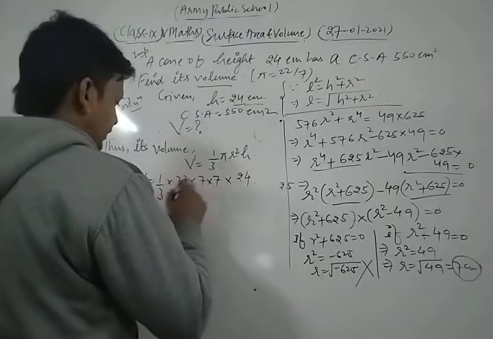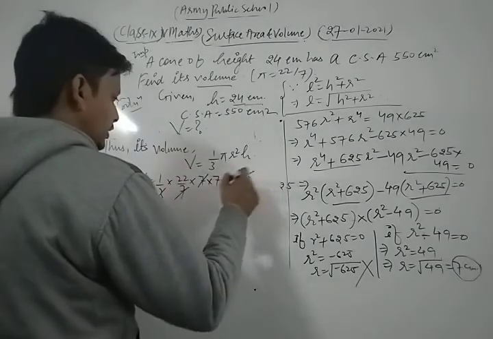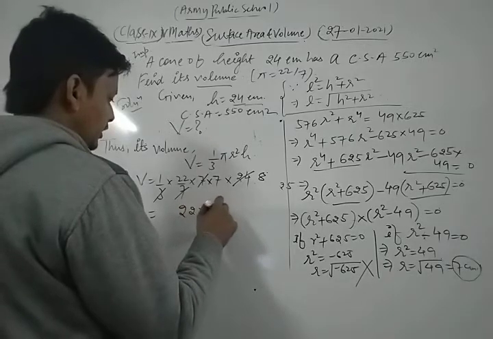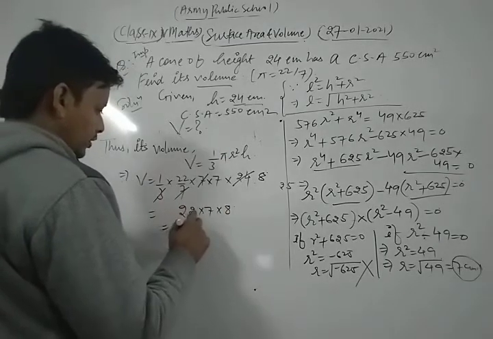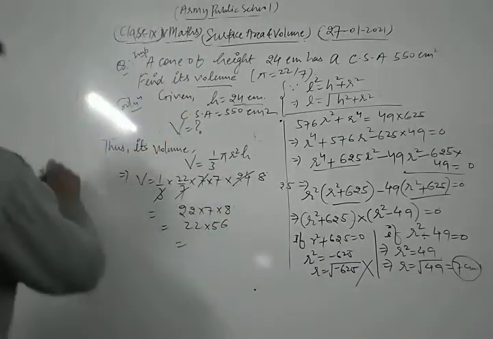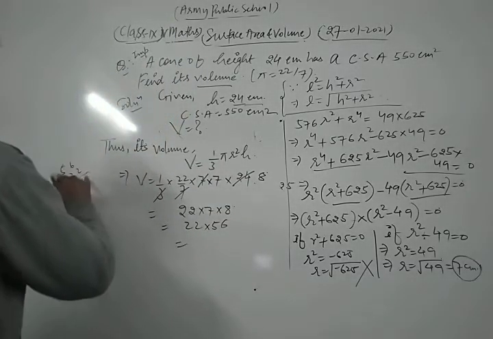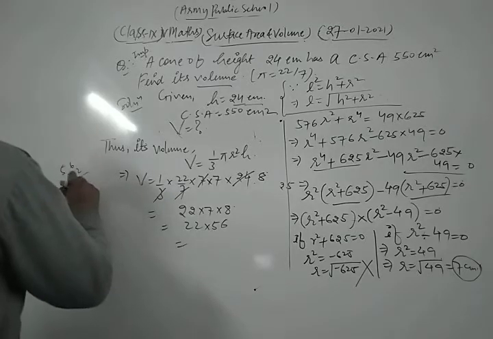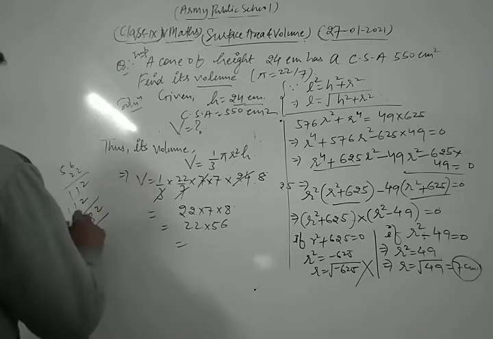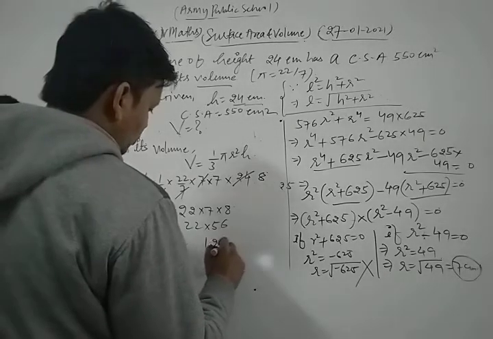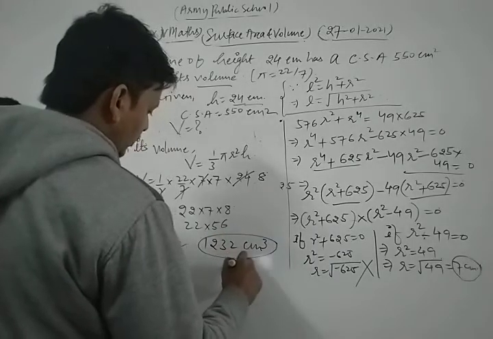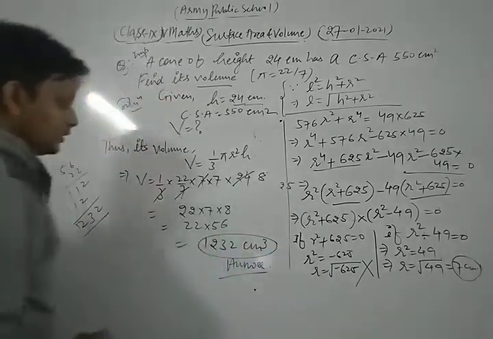Okay, now we just simplify them and hence we get our result. Let's see. Here 7 cancel to each other. 3 8s are 24. Now this is 22 into 7 into 8. So we get 22 into 56. Now we just multiply them. So we get 56 multiplied by 22, which is 1232 centimeter cube.